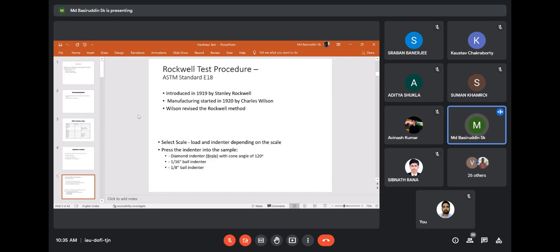For the Rockwell testing process, it was first introduced in 1900 by Stanley Rockwell, and it was implemented one year later. Industry people accepted it, and people try to follow that particular process, which is quite acceptable. Now what is that particular process, and how can we follow the Rockwell testing process?